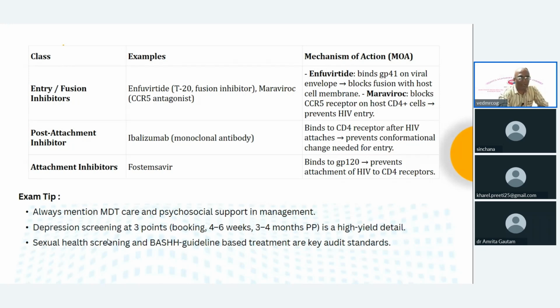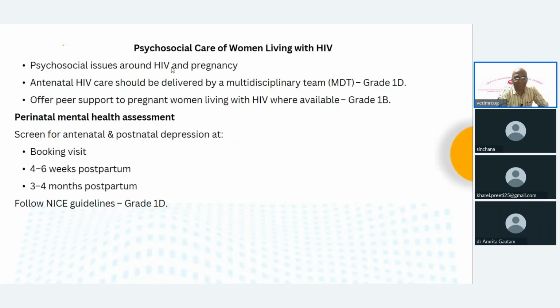Depression screening is done at 3 points: booking, 4 to 6 weeks postpartum, and 3 to 4 months postpartum. And second, sexual health screening and BASHH guideline-based treatment are key audit standards. Coming to the psychosocial care for women living with HIV. Psychosocial issues around HIV and pregnancy are known. Antenatal HIV care should be delivered by a multidisciplinary team and offer peer support to pregnant women living with HIV where available.